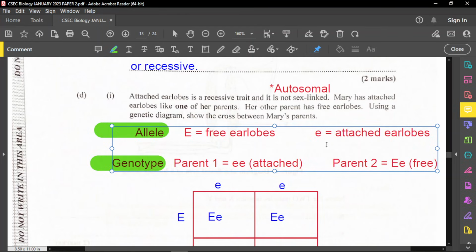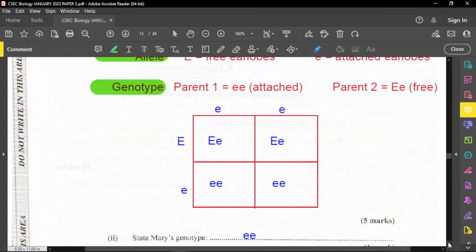The genotype for one of the parents will be 2 lowercase e's because that person will be attached, just as Mary. And parent 2 has to be a heterozygous person because the only way Mary could have attached earlobes is that she must also get a recessive allele from the second parent. All right, and if the parent has free earlobes, then it must have at least one of the dominant alleles. So that's how we know that parent is heterozygous. So the result is shown in the chart.